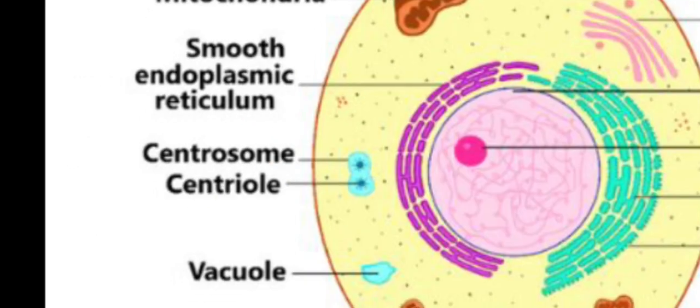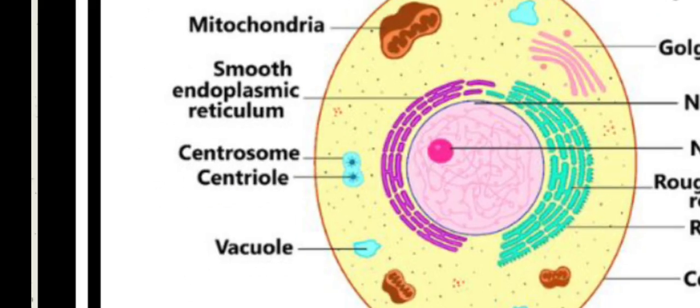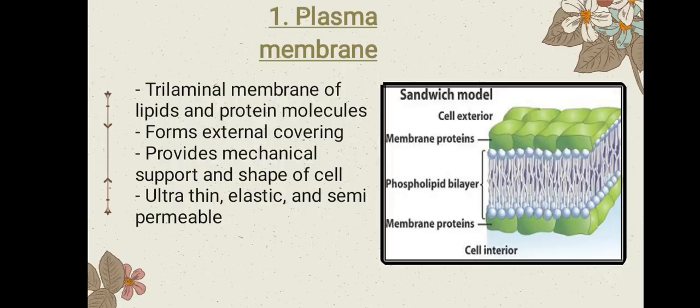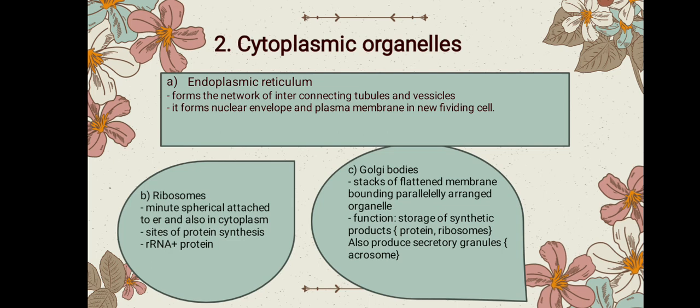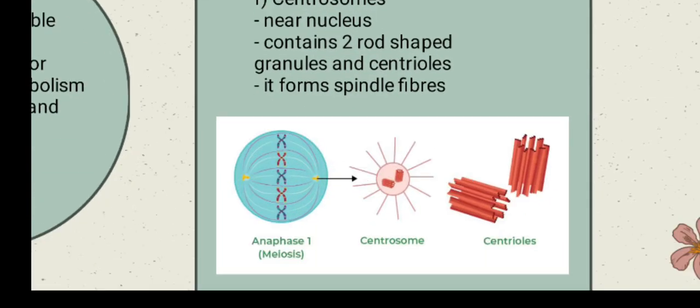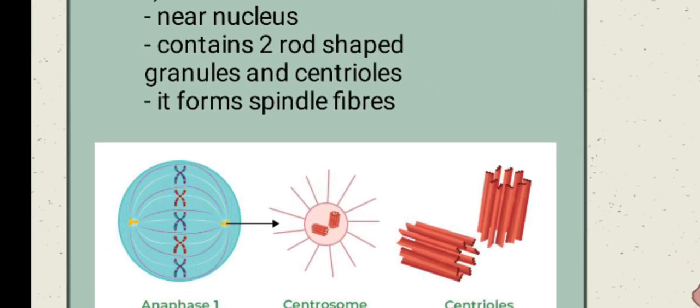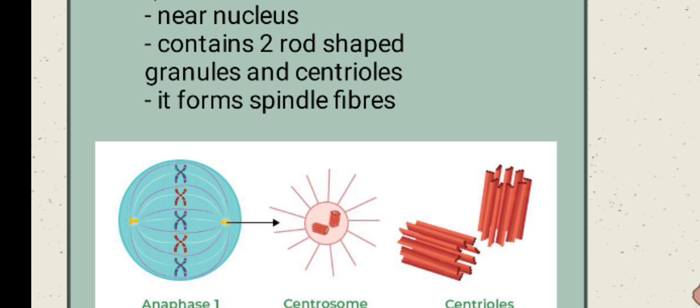Centrosome. Speaking of the centrosome, they contain dense cytoplasm. They are located near the nucleus. As you can see here in the picture, it plays a very important role in cell division as they form the spindle fibers. The centriole of the centrosome forms the spindle fibers during cell division. So they contain two rod shaped granules called centrioles. So these are nothing but the centrosome, as you can see here in the picture.